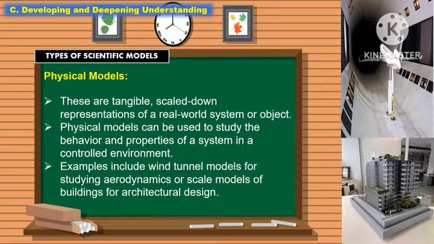Another type of scientific model is the physical model. These are tangible, scaled-down representations of a real-world system or object. Physical models can be used to study the behavior and properties of a system in a controlled environment. Examples include wind tunnel models for studying aerodynamics or scale models for building and architectural design.